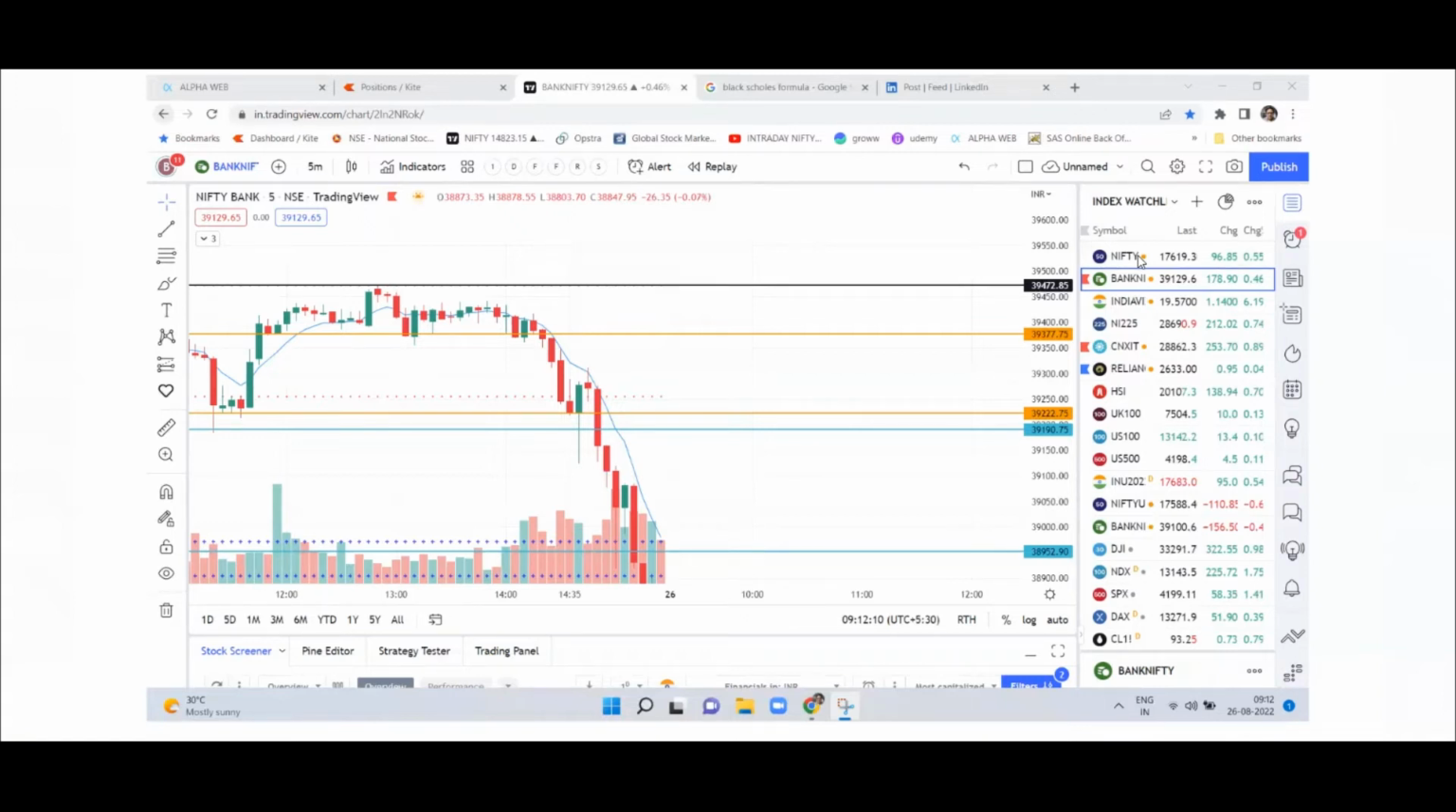So yeah, coming back to the topic. So how is Nifty moving? Nifty is moving because of the movement in the cash market, and because of the movement in the components of Nifty.